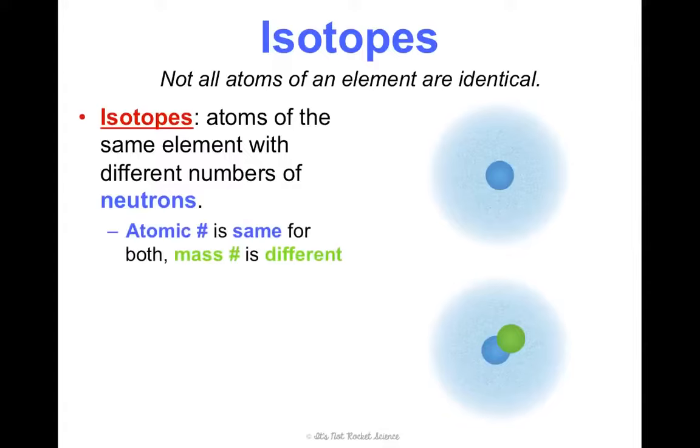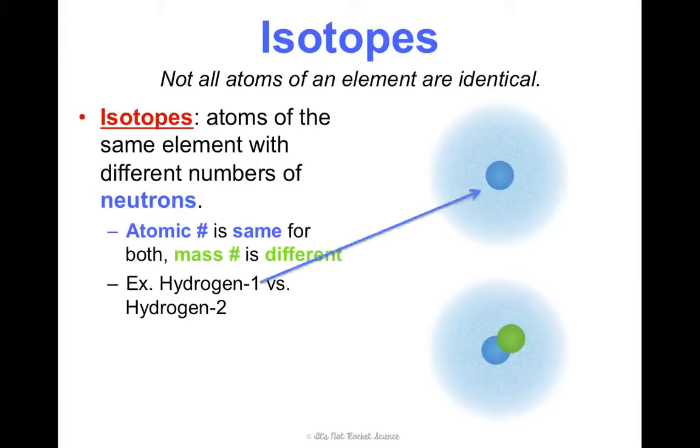Now, the atomic number has to be the same for it to be the same element. Remember, the atomic number is the identity of the element. But because the number of neutrons is different, the mass number is going to be different. So, for example, hydrogen 1 versus hydrogen 2. These are pictures of it. Hydrogen 1 has 1 proton in the nucleus, and it has 0 neutrons. So 1 plus 0 means the mass number is 1.